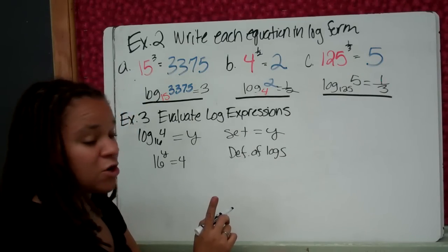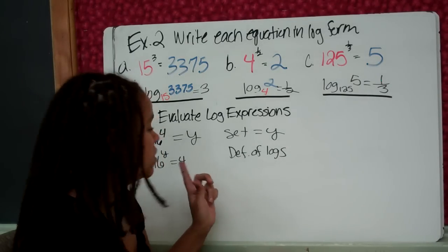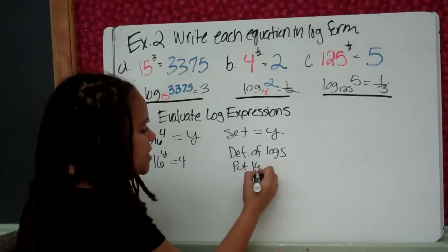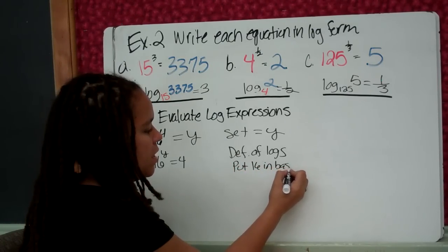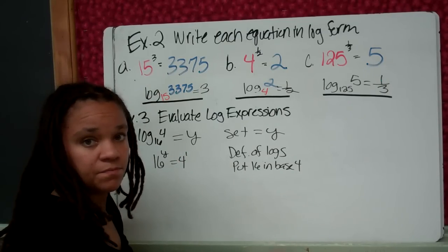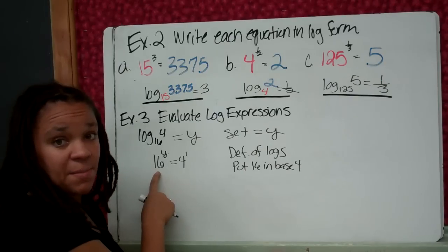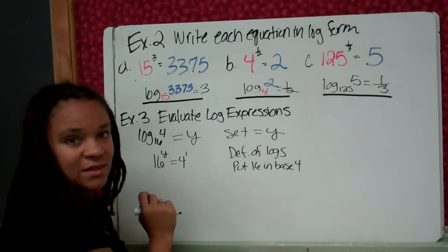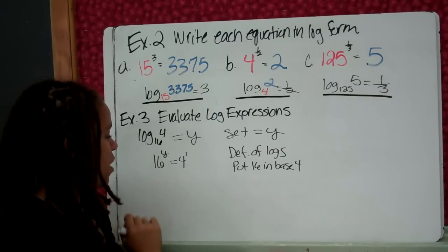And so here we can do a little trick. It's changing the base of this. So what we're going to do is put 16 in base 4, and I'll explain what that means. So this is really like 4 to the 1. If I could turn this into base 4, I would have the same base and I could equate the exponents, and that would make it easy for me to figure out what y is.